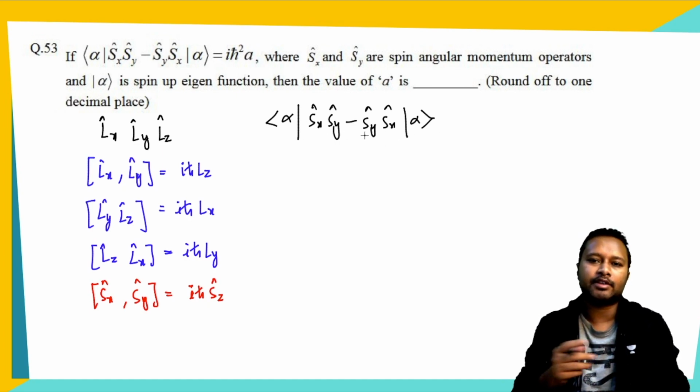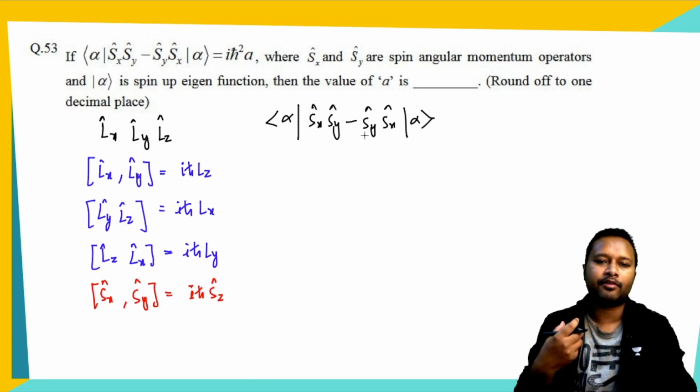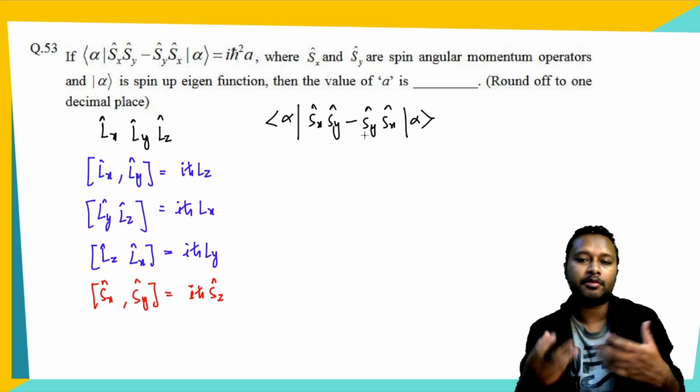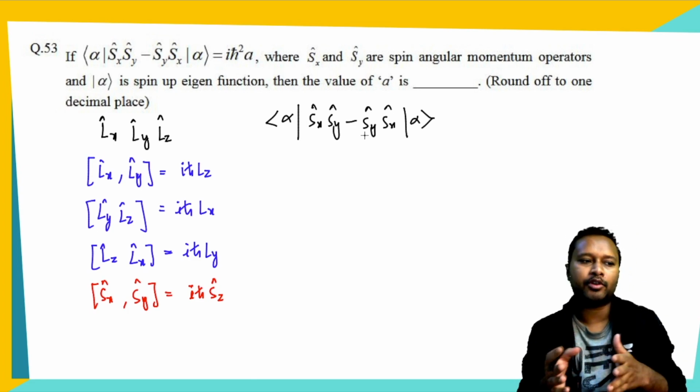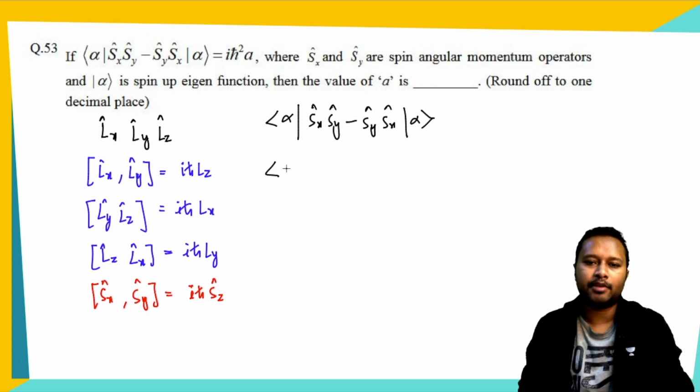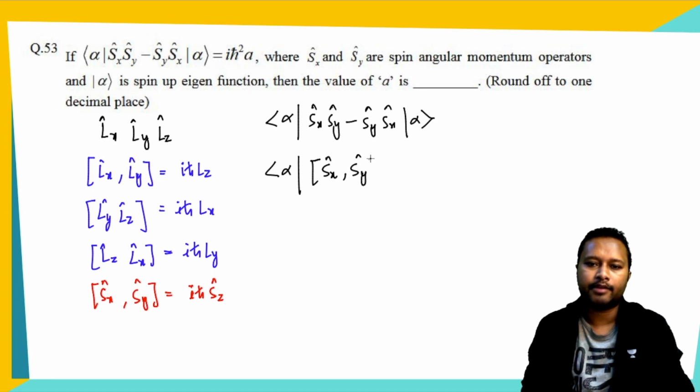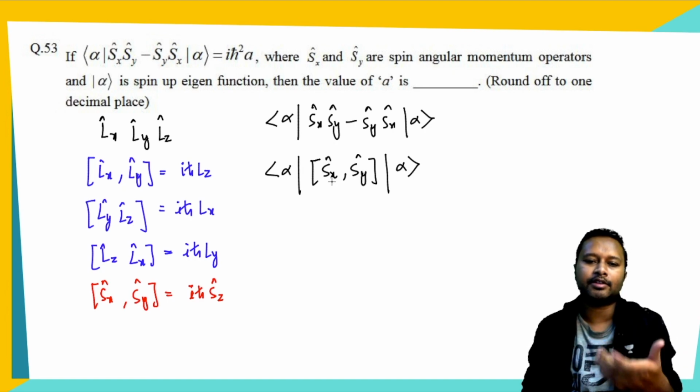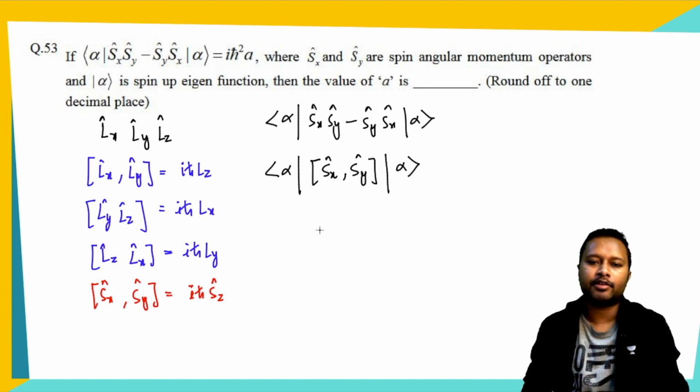AB minus BA is a form of the commutator, right? The commutation of A and B. So this can be written as alpha, and this particular thing can be written as the commutation of Sx and Sy. Now this whole thing, the commutator of Sx and Sy, is actually equal to i h cross Sz. So this will be alpha and i h cross Sz, right?